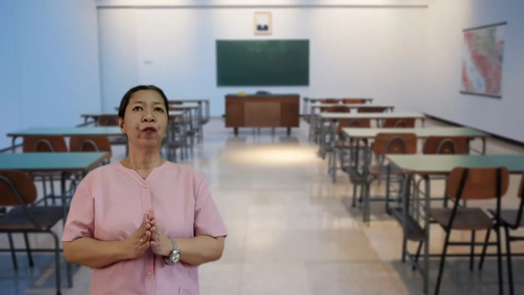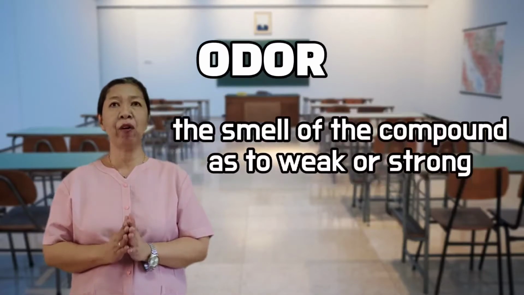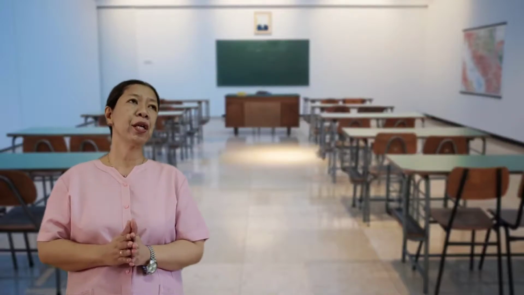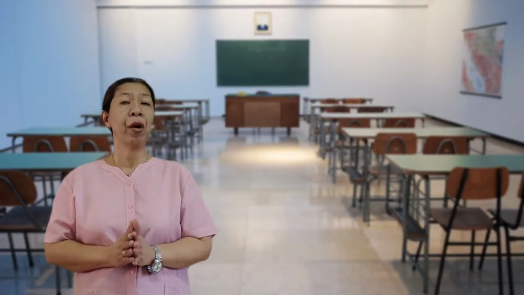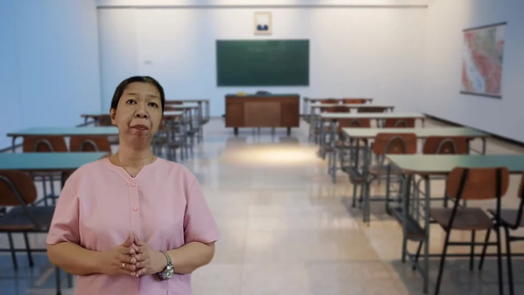Now, what are these common properties of organic compounds? The first property of common organic compounds is the odor. Odor is the smell of the compound, as to weak or strong. Say for example, ripe jackfruit and ripe banana. Ripe jackfruit has a strong odor compared with the ripe banana.